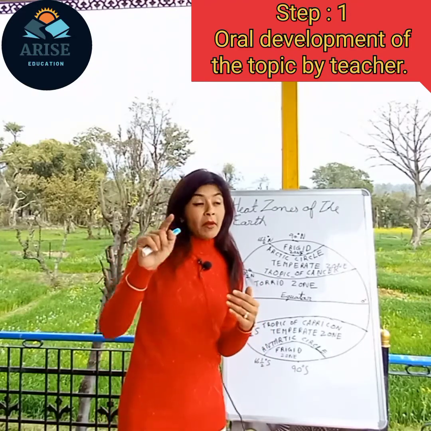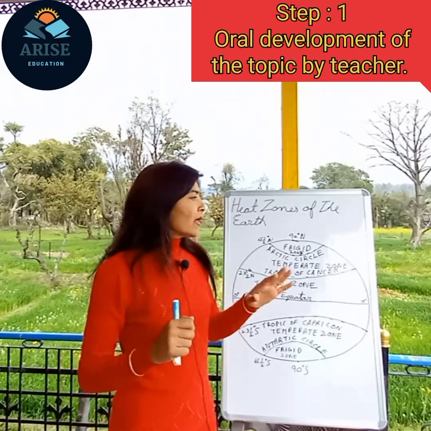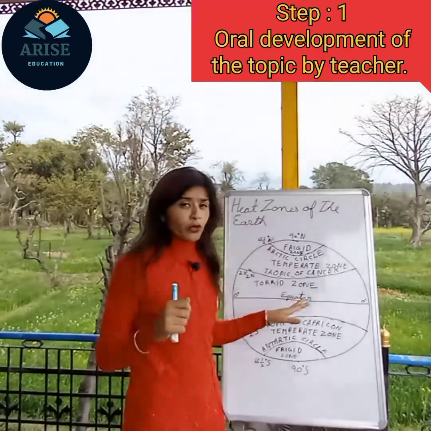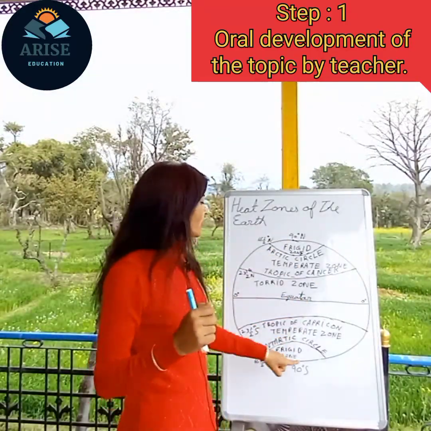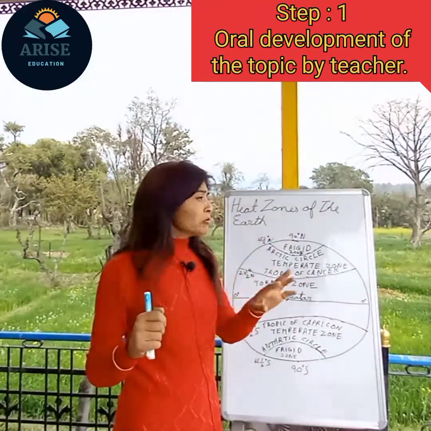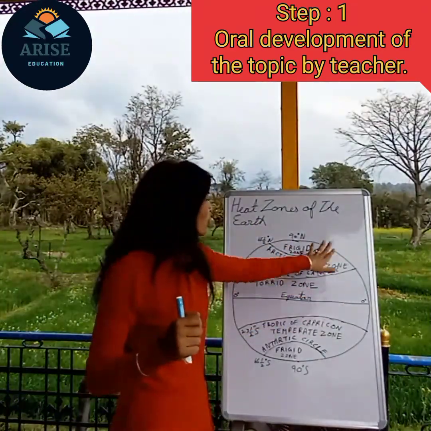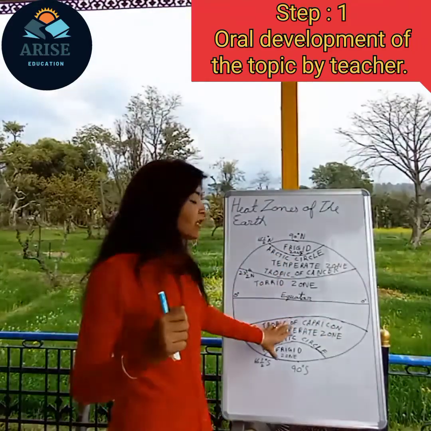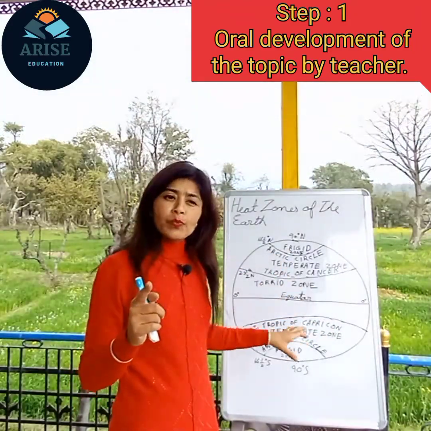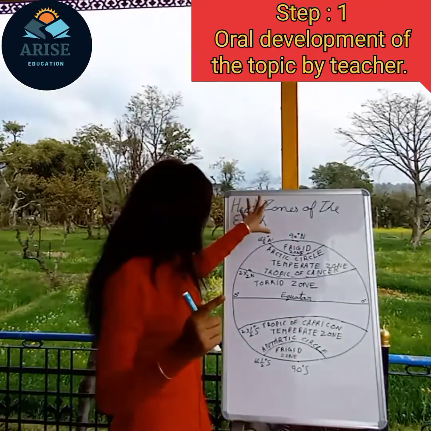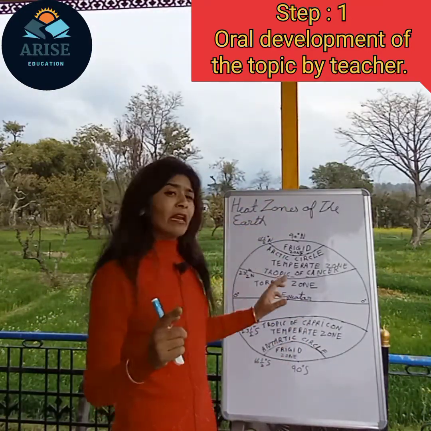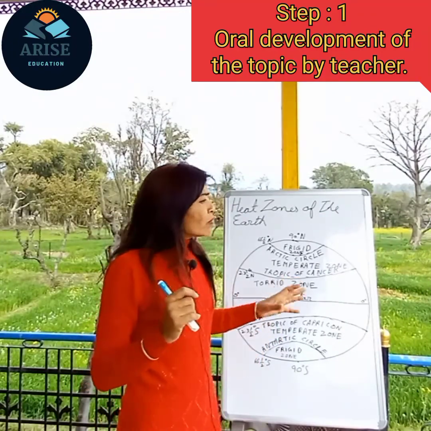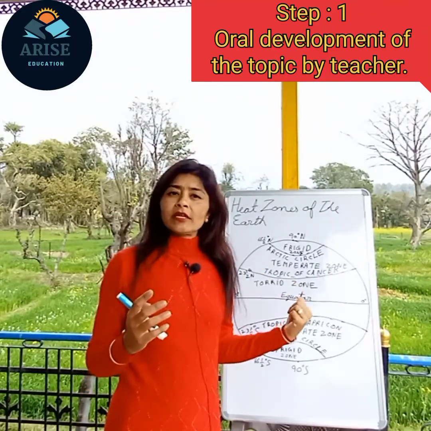One more thing I am adding here is that you are seeing this whiteboard in front of you. I have drawn some figure here. Okay, we are talking about the heat zones of the earth. I have drawn a globe here. With the help of this globe, I am going to explain all the aspects that are related to the heat zones of the world. So what is the use of drawing this thing?